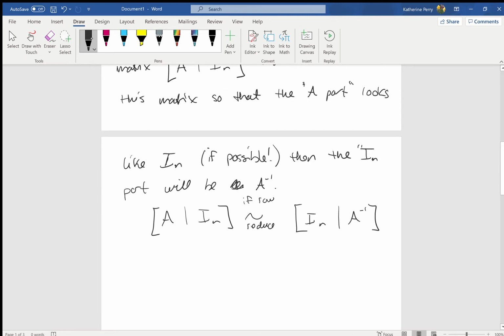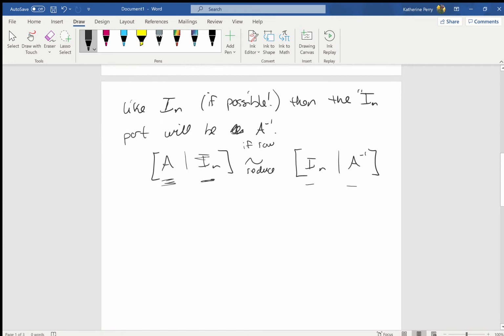With my matrix A, I have a bunch of row operations that I'm performing on A. Say I want to multiply the first row by 1/2. I'll multiply the entire first row by 1/2, including what's over here. So as I'm changing A, I'm also changing my identity matrix, and the result will be this.